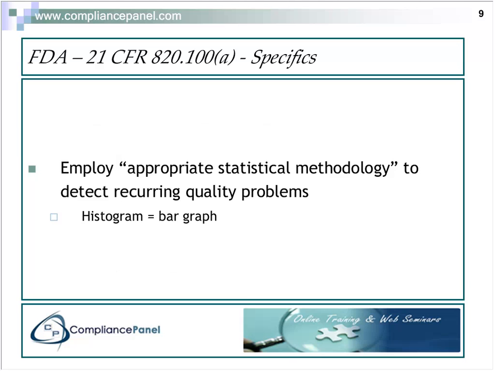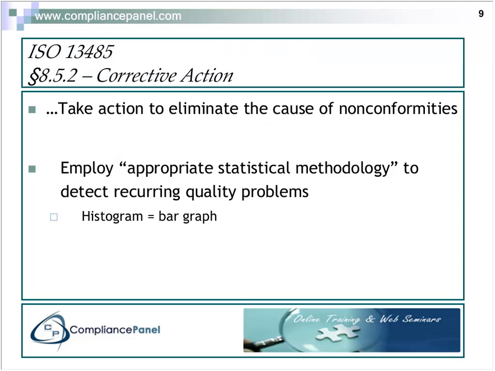Here's a good word for you, a histogram. I throw that word around a lot in my training sessions and also in my internal documentation. A histogram is a bar graph. We use them all the time. That's the most effective way to trend, using a bar graph. So if you trend, you do employ appropriate statistical methodology, so it's nothing to be intimidated by.